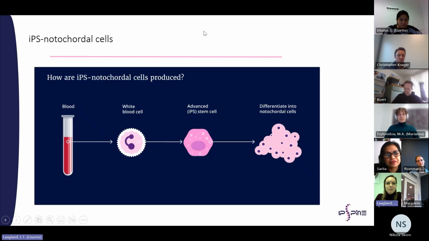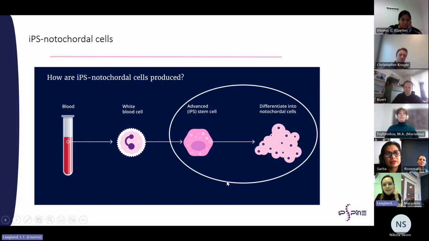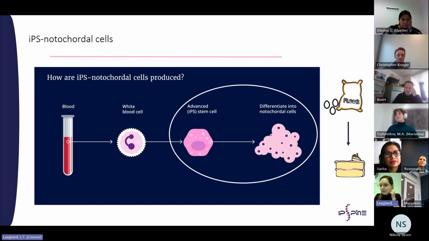So that is why the iPSpine project took the approach to actually generate notochordal cells from these induced pluripotent stem cells. For this, we could take a blood sample, collect the white blood cells, reprogram them into these induced pluripotent stem cells, and then differentiate them towards notochordal-like cells. However, you can imagine, because I explained that this cell can still become cells of all the organs, we have to give them the right instructions to become a notochordal cell. It's a bit like you start with the basic ingredients, but you have to follow the right recipe to get a cake out of it.